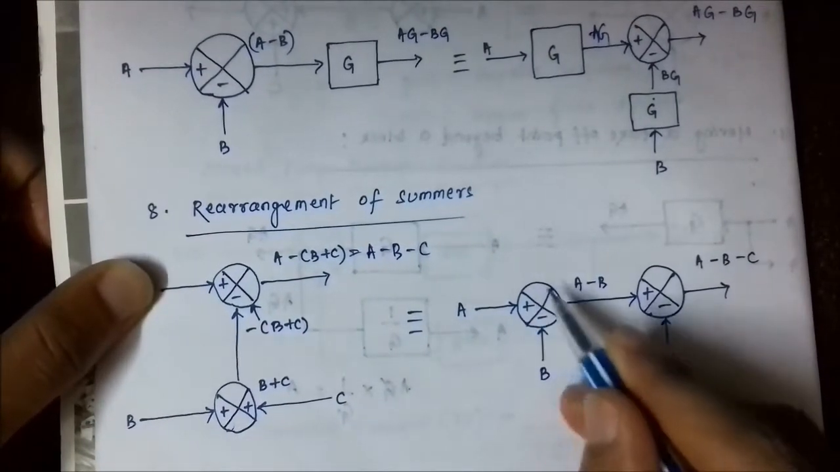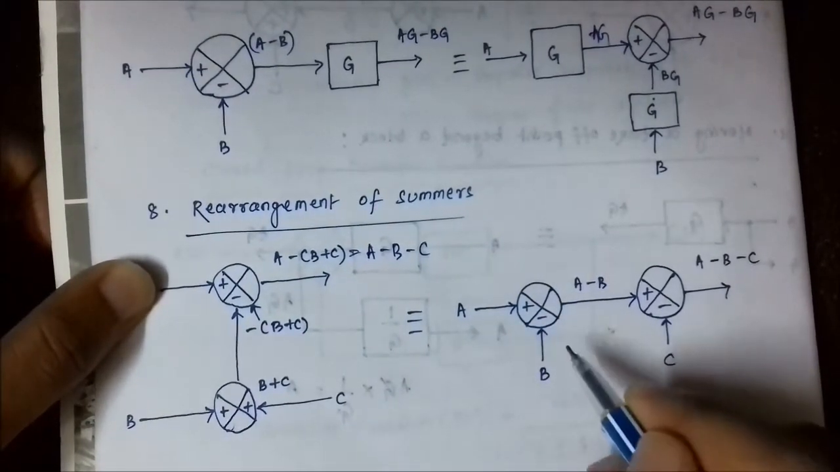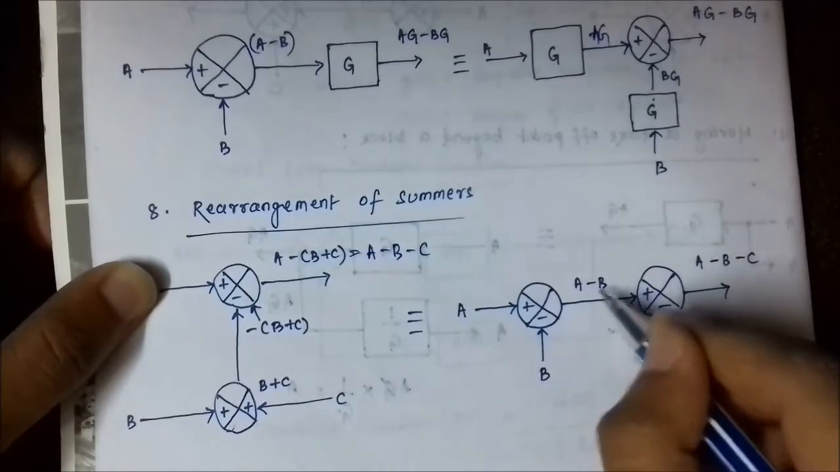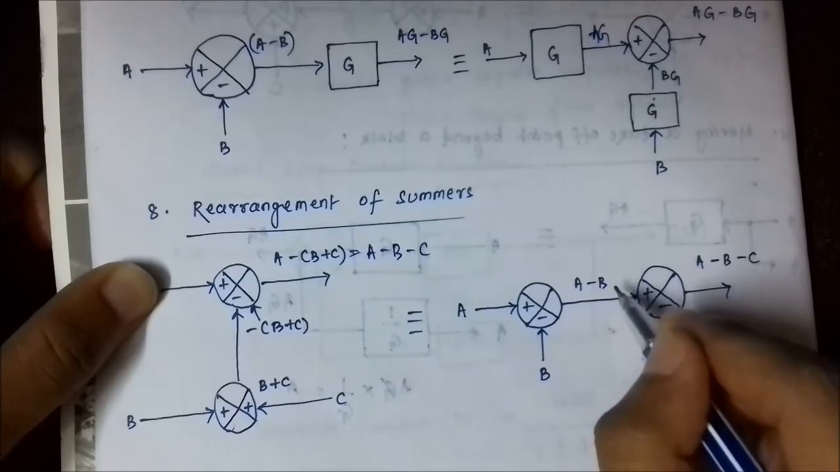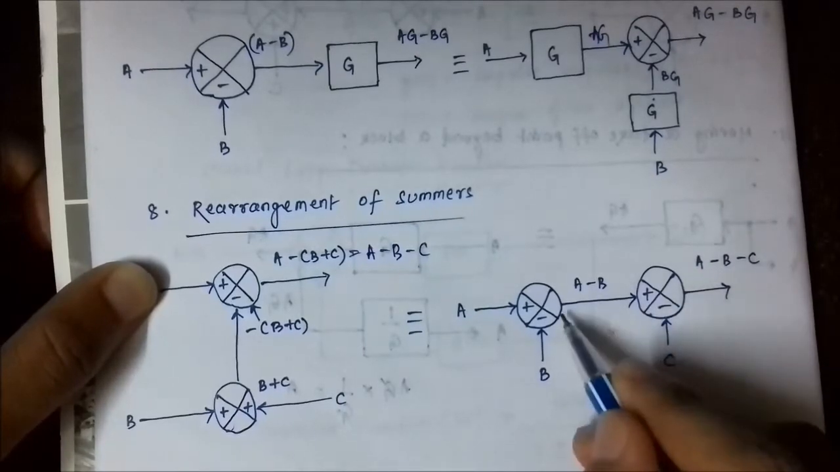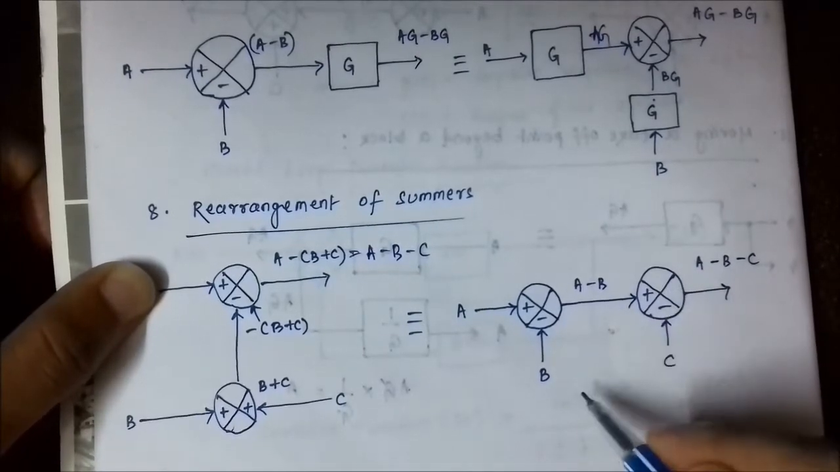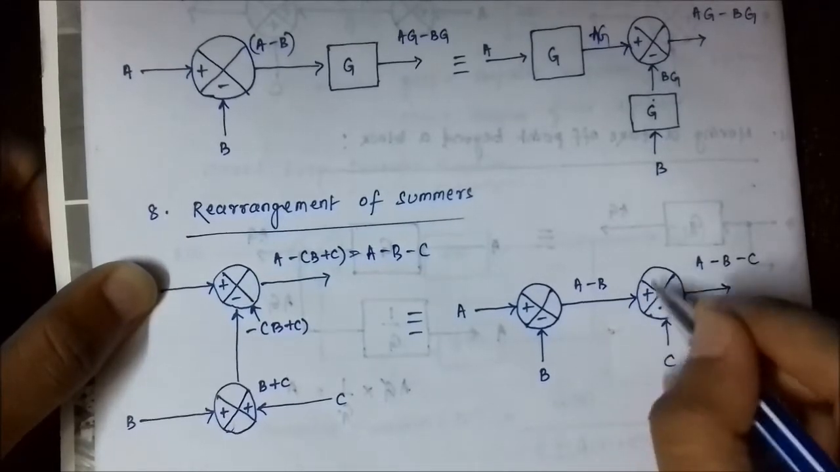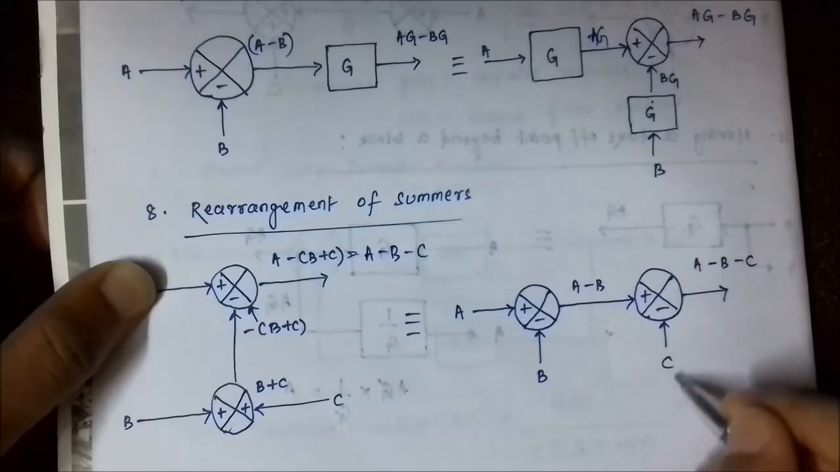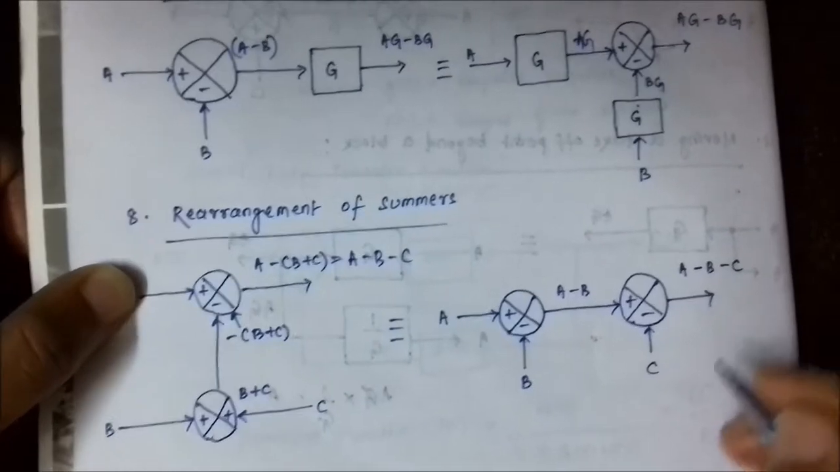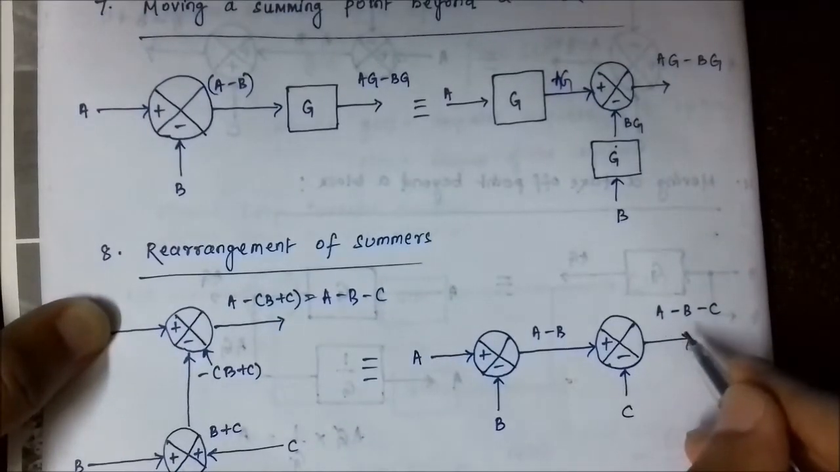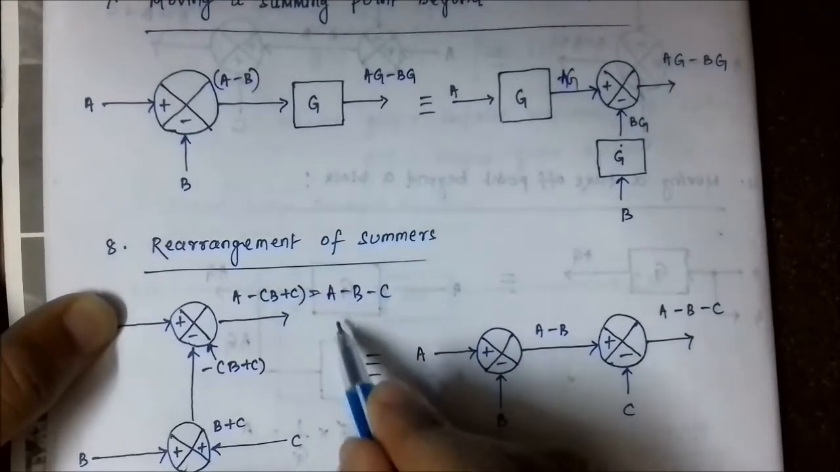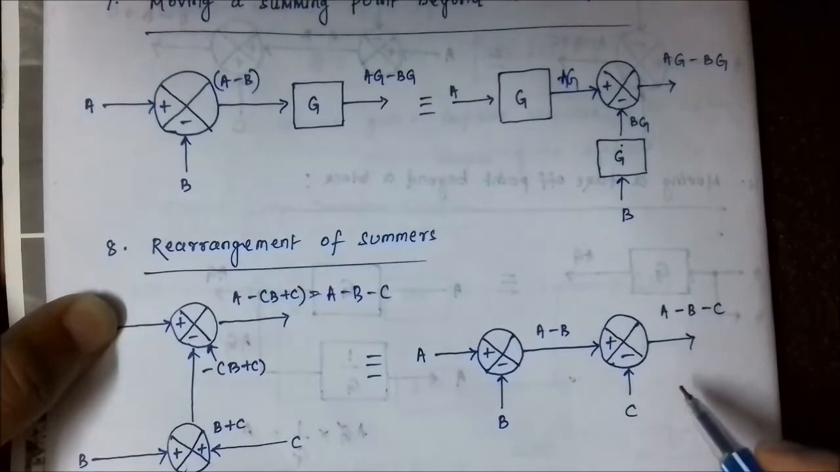See, we have taken a positive negative summer, we have given the signals A and B, and we got the signal A minus B. Now we just need the minus C part. So we give this signal to another positive negative summer. We give A minus B to the positive terminal, and the C signal is given to the negative terminal. So we get the value A minus B minus C. The net output stays the same.